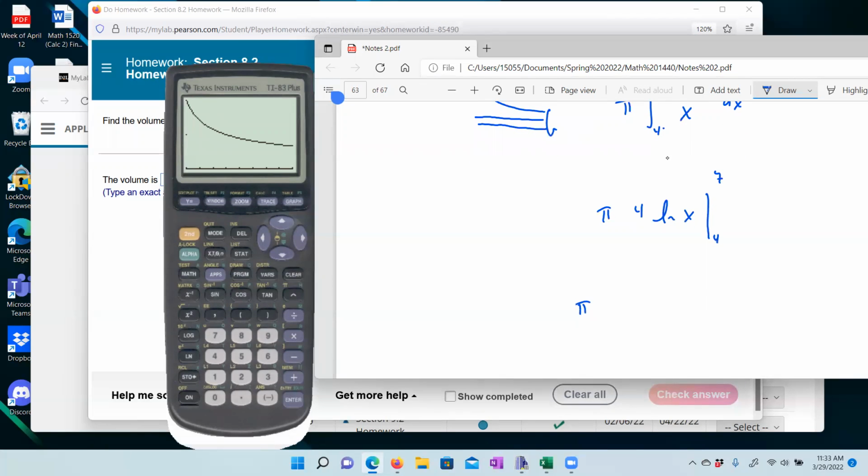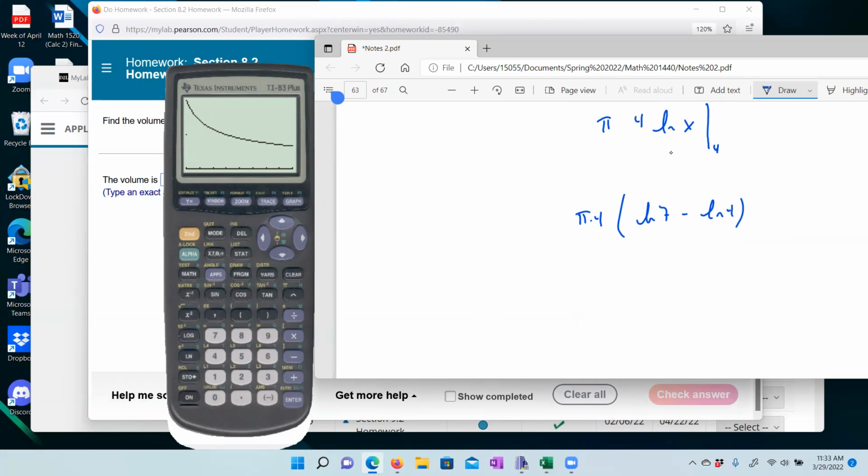So this is pi times 4, we have ln 7 minus ln 4, just plugging those values in for our x. And there's a well-known logarithmic rule that lets us do this. We can have 4 pi times ln of 7 over 4. This is the rule of logarithms, where you have natural log of a minus natural log of b, that's equal to natural log of a over b.